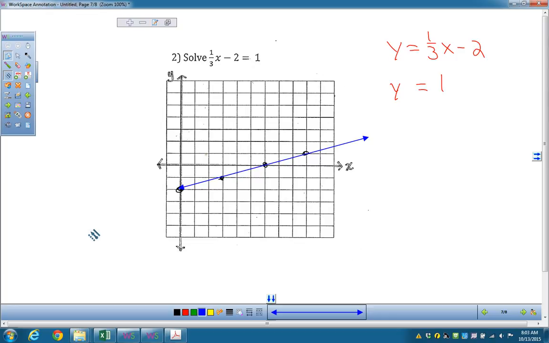What does y equals 1 look like? Where does it go through? It goes through 1, right? So it's just a horizontal line, and it goes through 1.